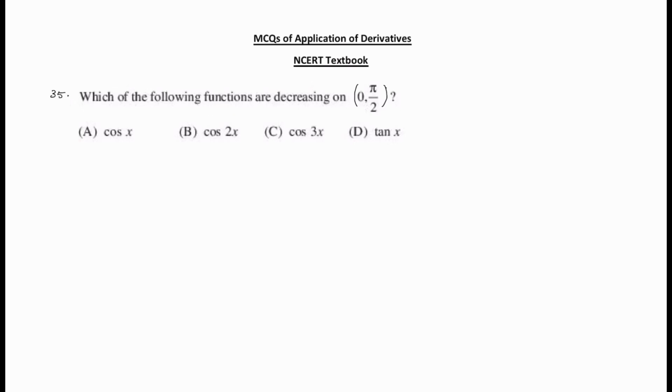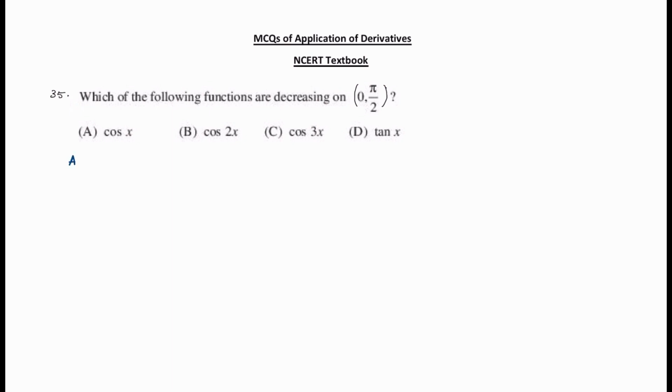We are doing MCQs of NCERT textbook. We don't have MCQ questions in continuity and differentiability lesson. Let us do MCQs of application of derivatives. Question number 35. Which of the following functions are decreasing on open interval 0 to pi by 2?